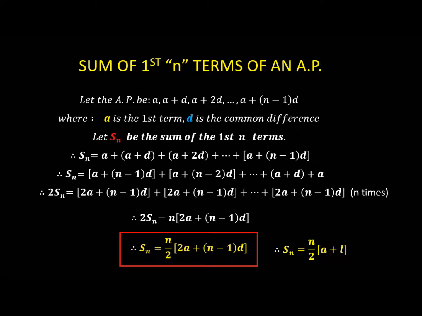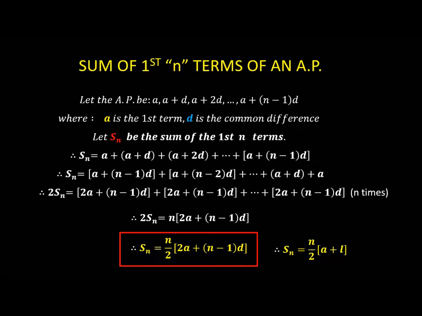And the simple answer is, it depends on what you're given in the question. So if you're given a, n and d, the first term, the number of terms and the common difference, then you use the first formula. If you're given a, n and l, then you use the second formula. So it all depends on what you're given in the question.